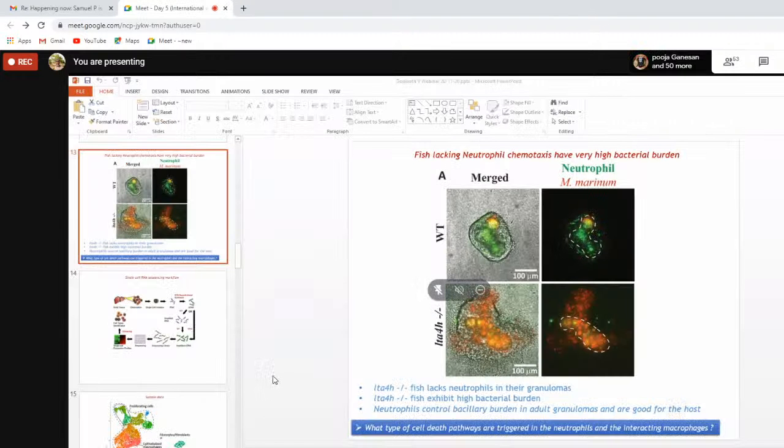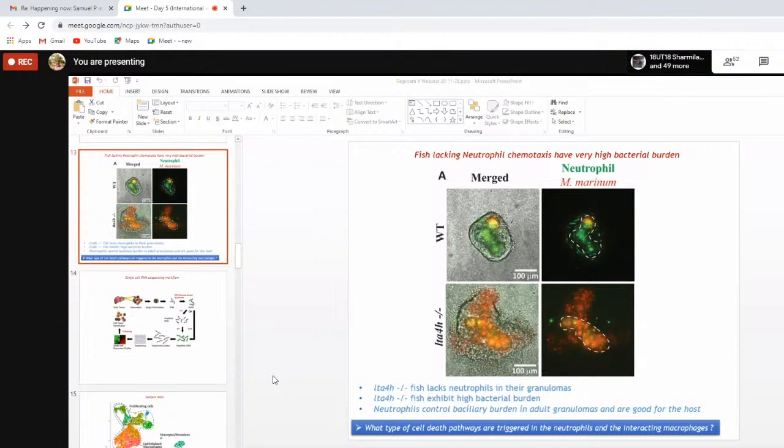So what we did was we removed a gene named LTA4H, which is responsible for neutrophil chemotaxis, that is migration of neutrophils to the granuloma. Then we infected these fish with Mycobacterium marinum and verified that neutrophils are mostly absent in these LTA4H knockout fish granulomas when compared to the wild type control. Then we also observed that these granulomas lacking neutrophils have very high bacterial burden, thus confirming that neutrophils are good for the host during TB infection.